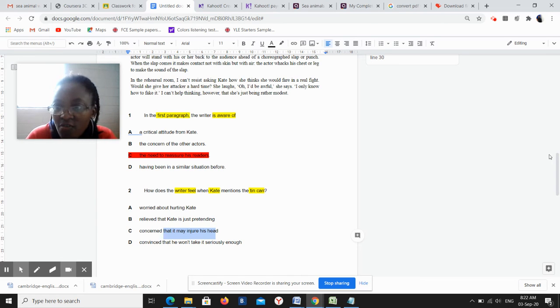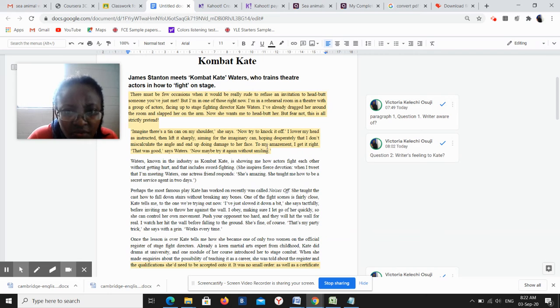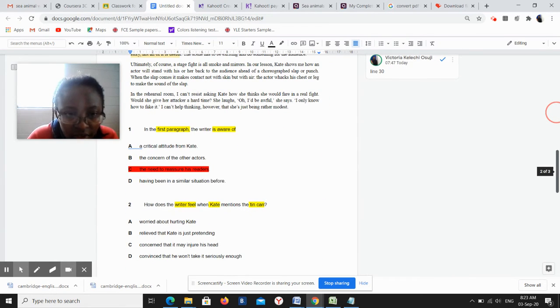Option B, relief that Kate is just pretending. Yes, they are pretending, but is it relief? It's not relief. Why? Because it says I lower my head, and it says miscalculate. Imagine, if he miscalculates, it's going to damage her. So it's not relief if he damages somebody. So definitely that is not the option. It's not B.